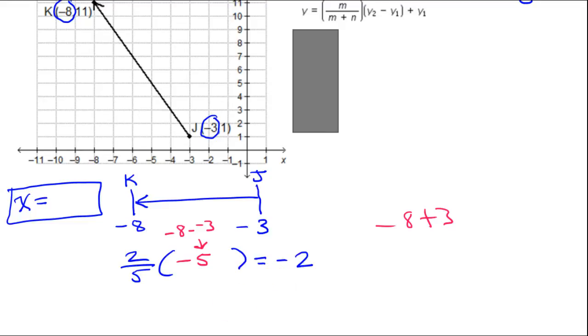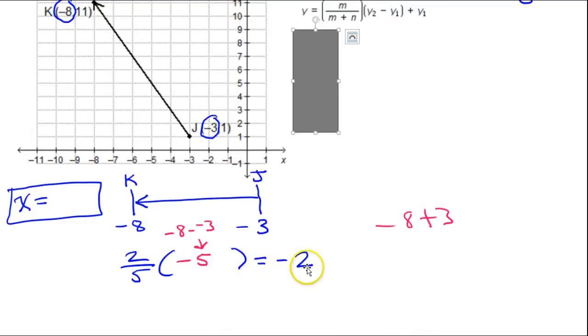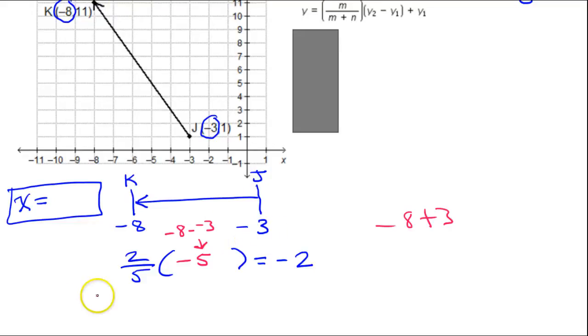I know this, okay? Now, if you did not know that, you could just put it in your calculator. You could do 2/5 of -5, like that. And you see it's -2, but work on your skills. So once you have that, what do you do? You add on the original number, the beginning number.